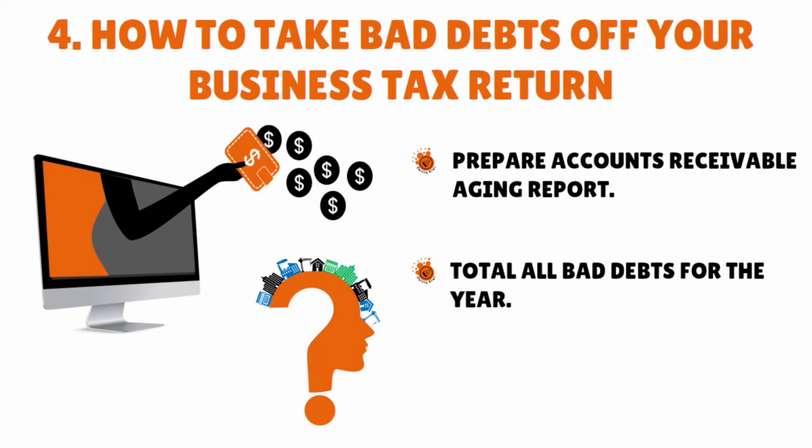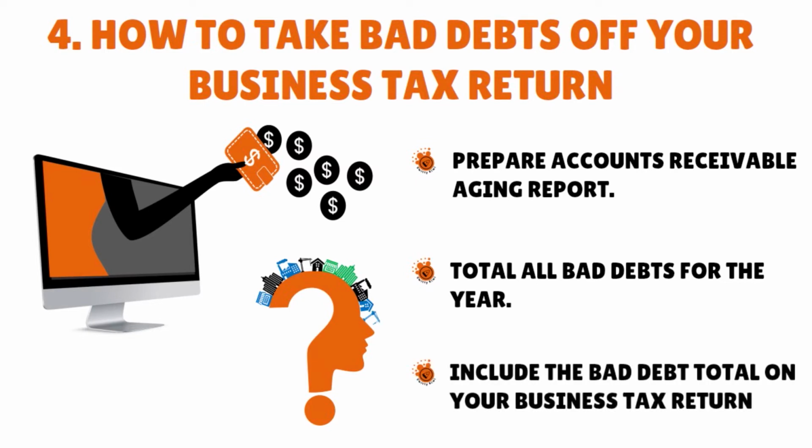So the IRS wants to see a substantial effort on your end before it actually validates the bad debt deduction. All right. And you need to include, and this is the third step. So first step, you need to prepare an AR aging report. Second step, you need to total all bad debt for the year. And the third step, you need to include the bad debt total on your business tax return. So if you file your business taxes on Schedule C, for example, which is actually the topic of this show, you can deduct the amount of all the bad debts. Each type of business tax return has a place to enter bad debt expense.